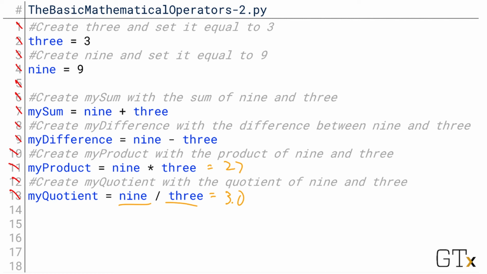Now note that this code has no output. That's why there's no output window over here on the right. That's because there are no print statements. The code never actually outputs anything. Nonetheless though, it still runs as expected. If we printed out mySum, myDifference, myProduct, and myQuotient at the end, it would print out 12, 6, 27, and 3.0.